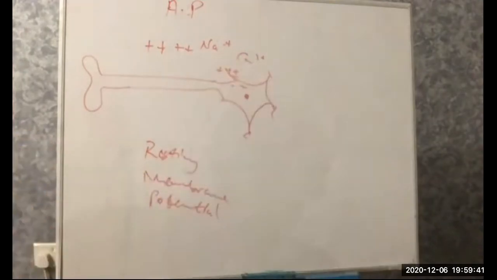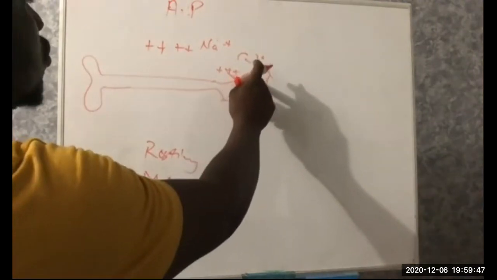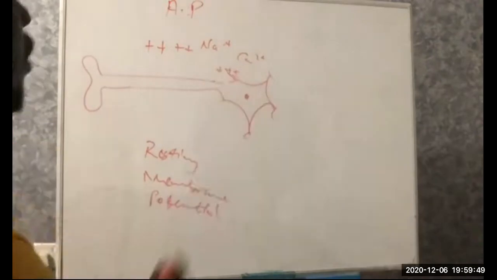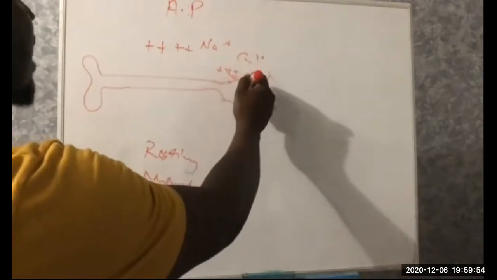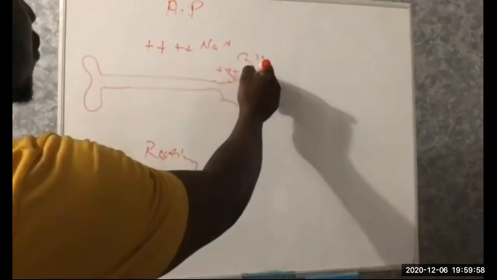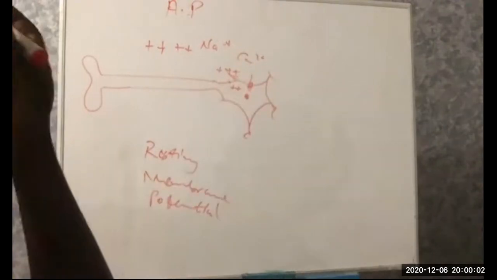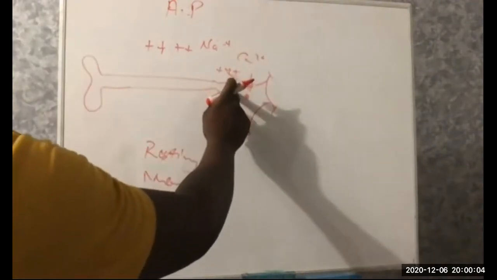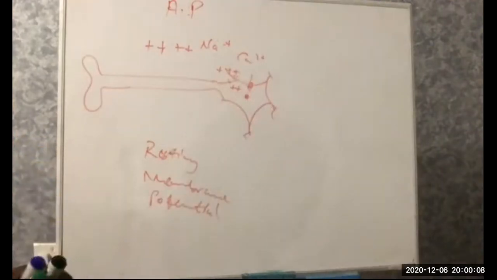For action potential to occur, more positive ions should move inside to make the inside more positive. So the inside should become positive by the movement of positive ions in. Once the positivity reaches some level, I'm going to explain everything now.